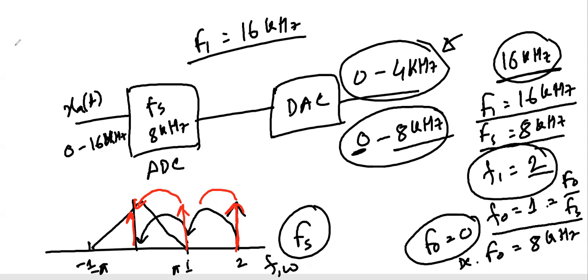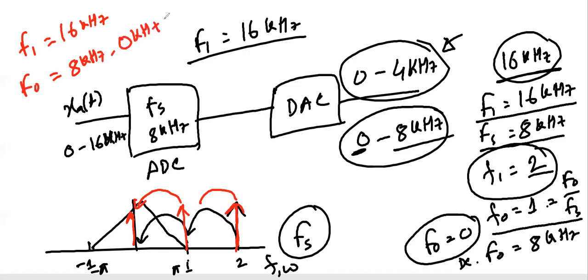That means f1 is equal to 16 kilohertz looks like f0 is equal to 8 kilohertz as well as 0 kilohertz. So which one will we take? We'll take the baseband signal, that is 0 kilohertz. So it looks like the 0 kilohertz.